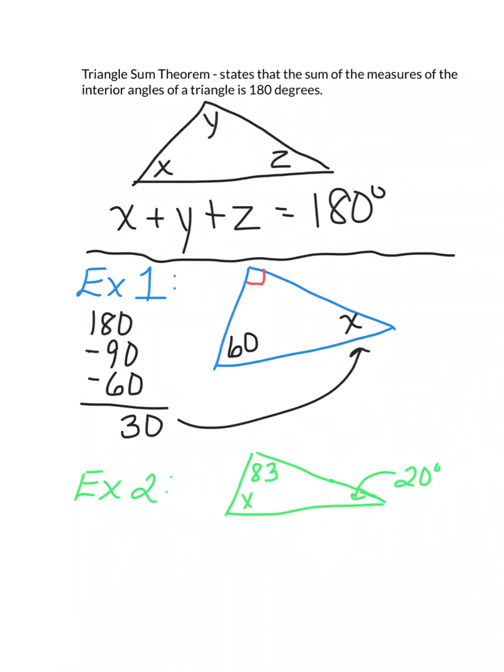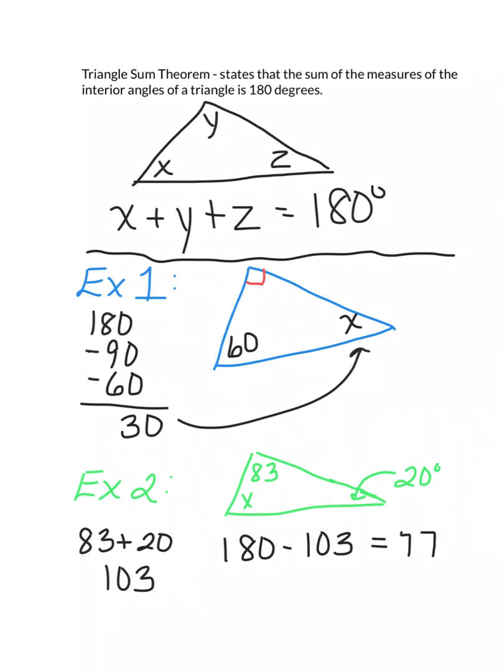Let's look at example 2. Example 2, I know one of the angles is 83 and the other one is 20. So here's another way to do it. You could add 83 and 20 together first, and we would get 103. And then we could take 180 and subtract 103. Do this by hand or using a calculator, and you should get the answer of 77. So in this case, x would be 77.